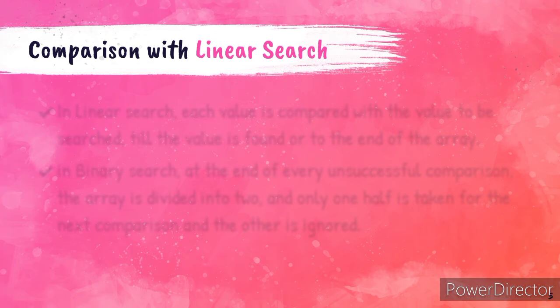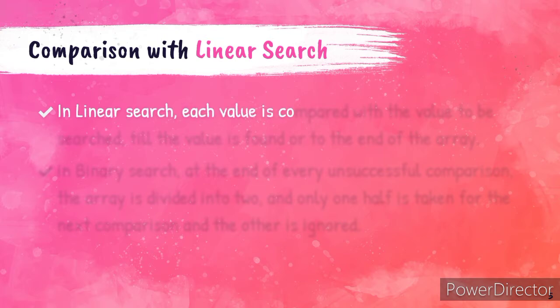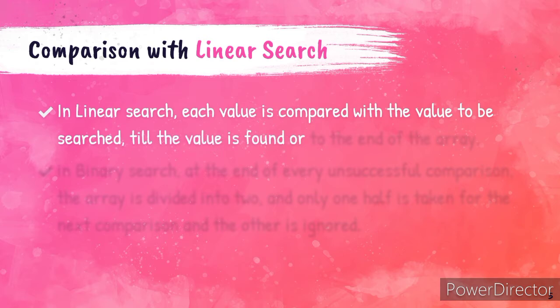There is another searching method called linear search, which can also be applied to search for a value in an array. Linear search means searching for a value in an array in which each element is compared with the value to be searched till the value is found or to the end of the array. If you are searching an array of 100 elements, in the worst case you have to search all 100 elements if the value is not found.